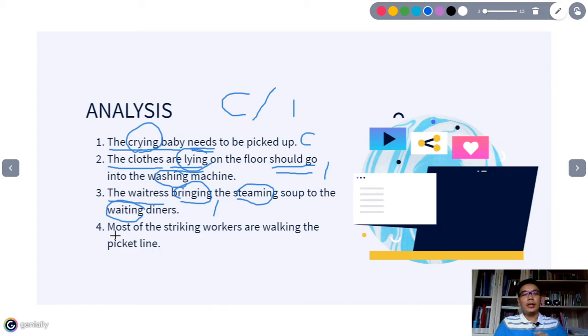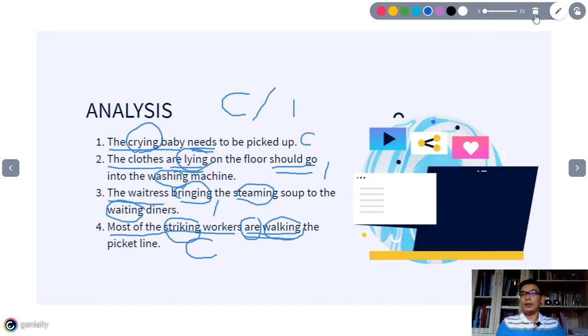Okay, let's continue to the last question. Most of the striking workers are walking the picket line. This is the subject, and this is the verb. Do you see any present participles there? Yes, the words striking and walking are the present participles. The first one, is it a part of the verb or is it an adjective? See, there is no forms of be here, so it is adjective. And this one, we have are here, so it is the verb. Okay, one subject, one verb, so it is correct.